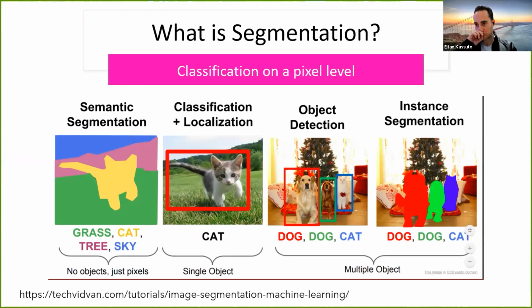I'm not going to go into too much detail, but segmentation is essentially classification on a pixel level. It can be broken up into semantic segmentation and instance segmentation. In our case, it's simply semantic segmentation.